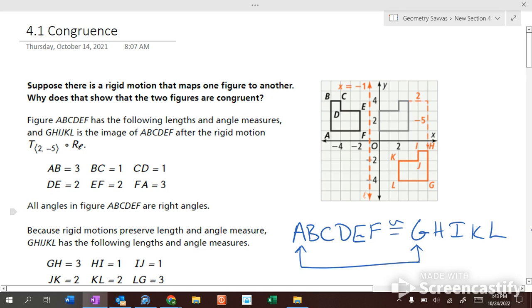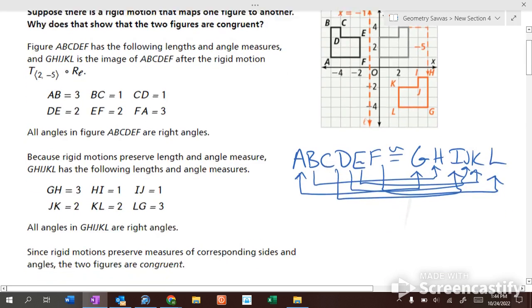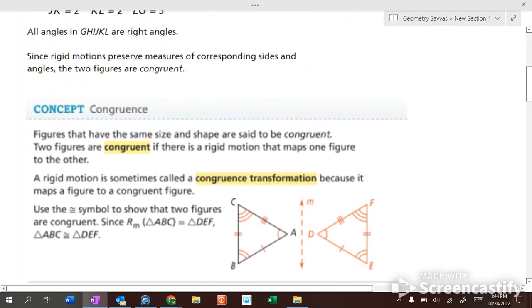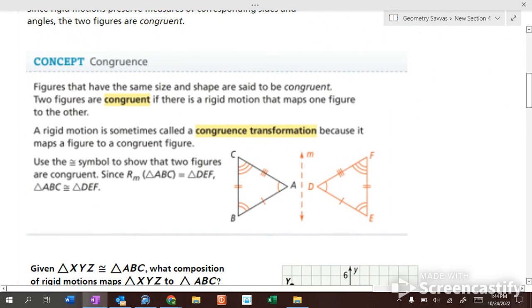A matches to G, B matches to H, C matches to I, E matches to K, and F matches to L. Ooh, I forgot a letter, J in there. D and J match to each other. Okay? All right. So you must get the letters in order.